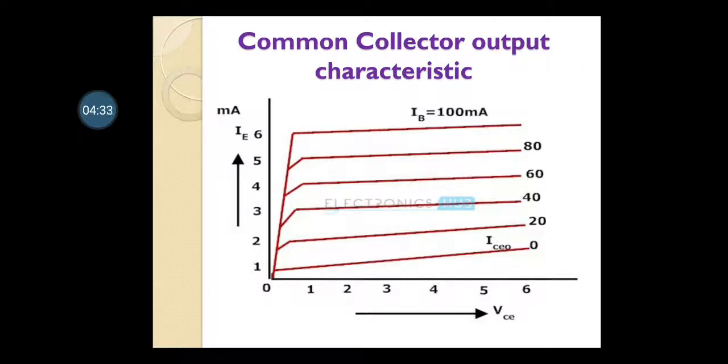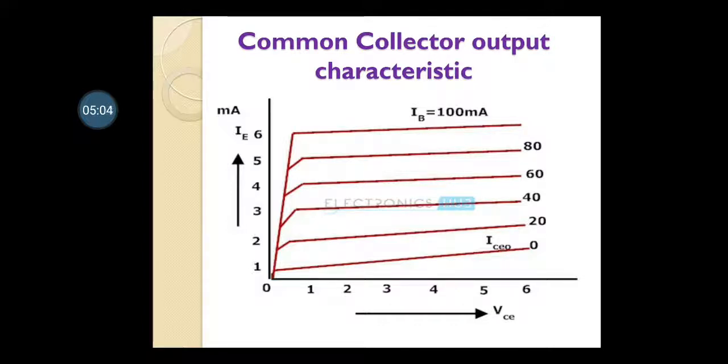Now we will check out the common collector output characteristic. This is the output characteristic of common collector. It looks the same as your common emitter configuration. On the x axis is the output voltage VCE, and on the y axis is the output current IE, the emitter current, which is always in milliamperes. At the same time we are going to keep the base current, the input current, constant.